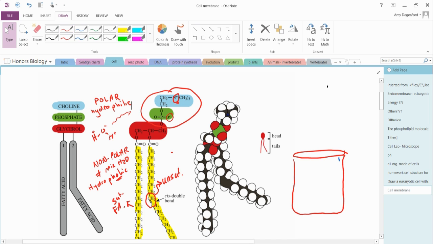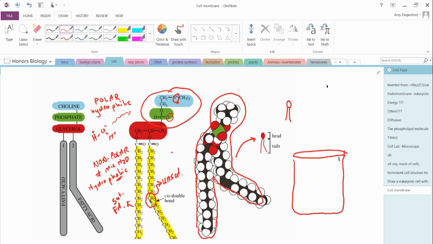And if you notice, if I outline this, you kind of get this little structure. And in fact, there's our little model at the bottom. So from now on, we can kind of just draw a phospholipid as looking like that, with our two nonpolar tails and the one polar head. Now, let's go ahead and start thinking about what this means for its behavior.